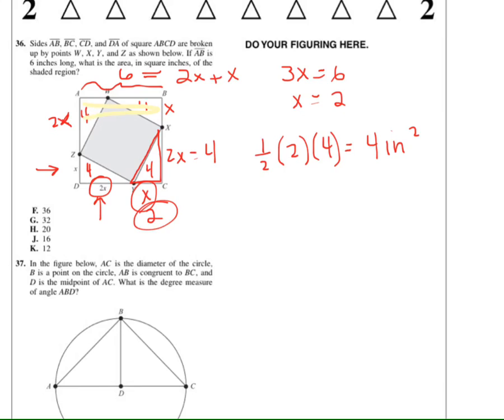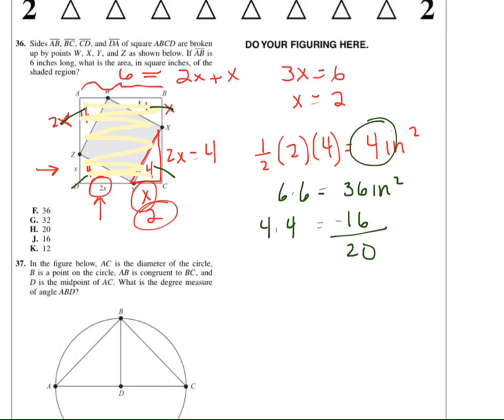The area of this entire square is length times width, or 6 times 6, or 6 squared, 36 square inches. We subtract off the area of all of these little triangles here, and there's 4 of them. Each triangle is 4, that's 16. We subtract those and we're left with 20.